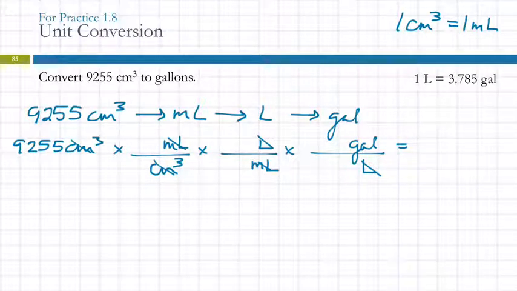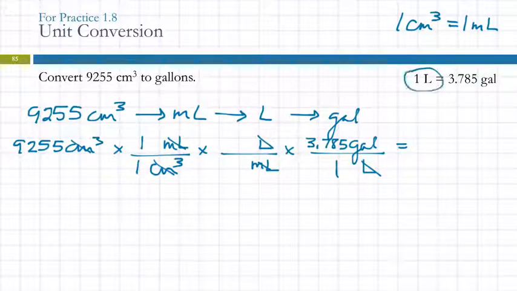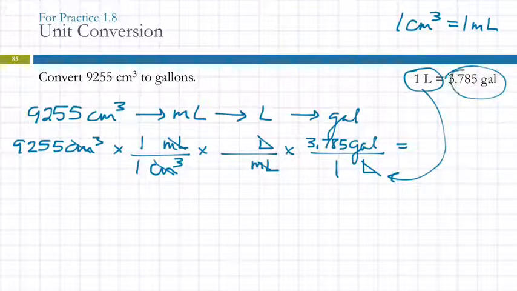1 cubic centimeter is the same as 1 milliliter. So that one's pretty easy. This is just 1/1. This last one, gallons and liters, that's this one I pulled out of that table. So there's 1 liter and 3.785 gallons. Okay? One side goes on the bottom, the other side goes on the top. You can't mix and match numbers and units. It doesn't work.